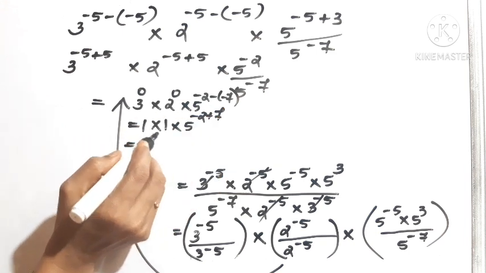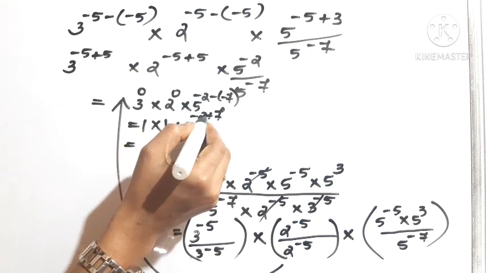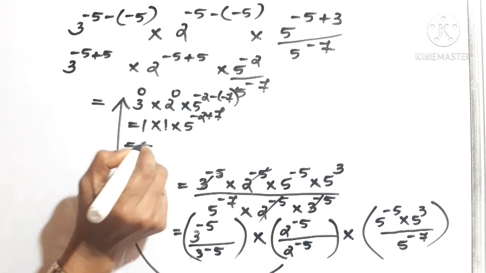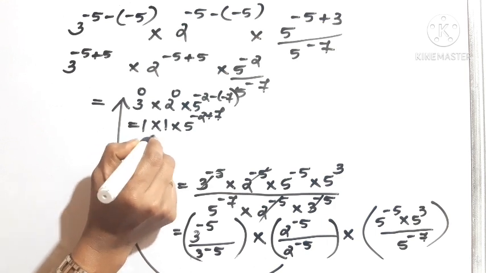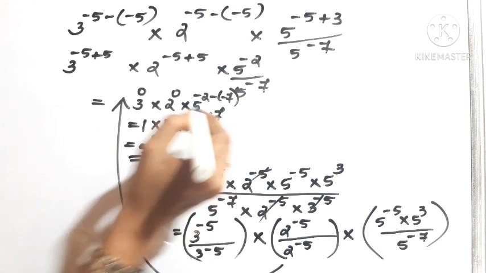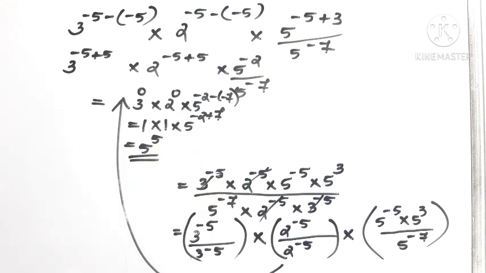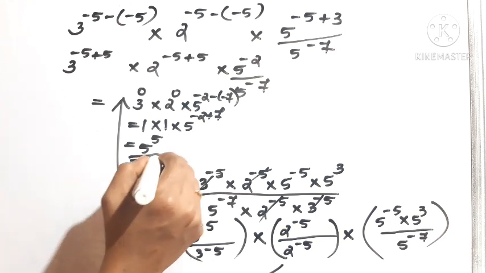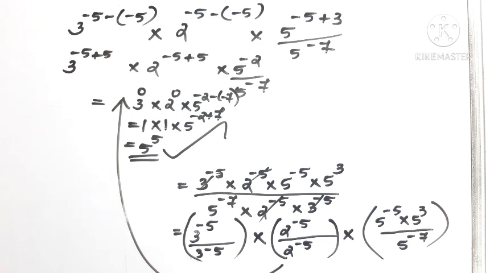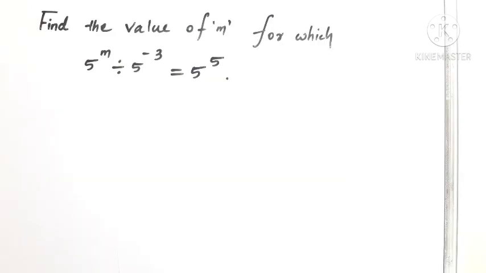Then 1 into 5 raised to minus 2 plus 7 answer, final answer becomes 5 raised to, how much children? Yes, 5 raised to positive 5. Minus 2 plus 7, answer becomes plus 5. So final answer we have here 5 raised to 5. Okay, clear, no?